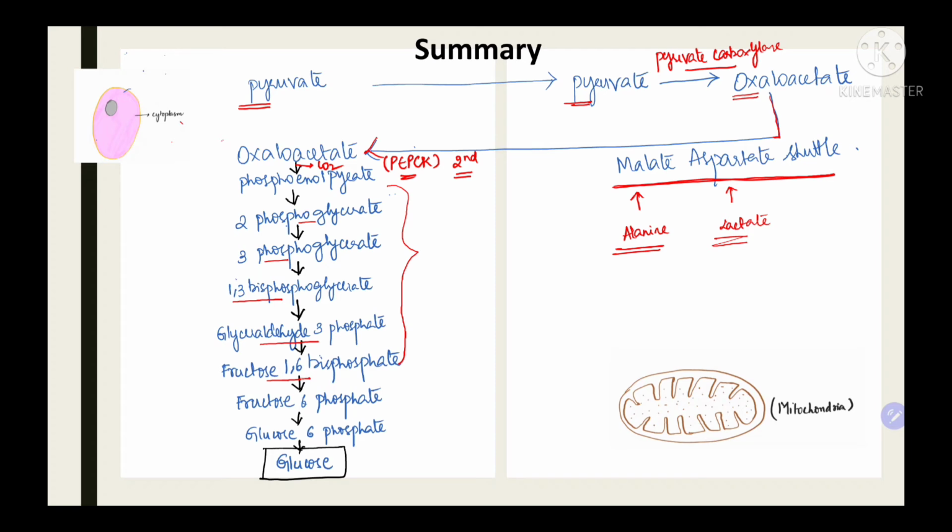Now fructose 1,6-bisphosphate is acted upon by fructose 1,6-bisphosphatase. This is another key enzyme. This mainly overcomes the irreversible reaction that is catalyzed by phosphofructokinase. Now this fructose 6-phosphate isomerizes to glucose 6-phosphate in the presence of phosphohexoisomerase, and glucose 6-phosphate now undergoes hydrolysis to form glucose in the presence of the enzyme glucose 6-phosphatase.